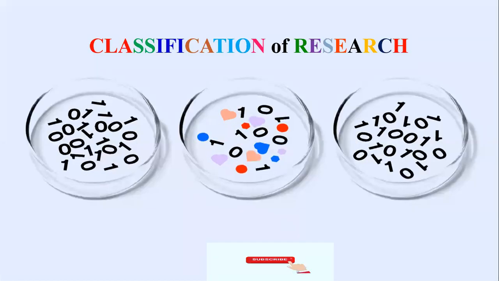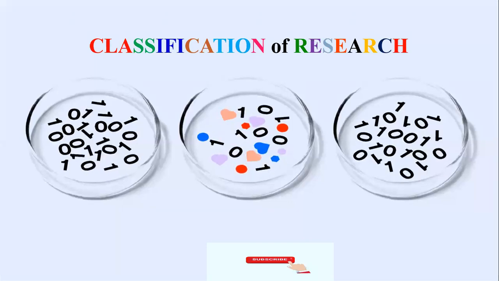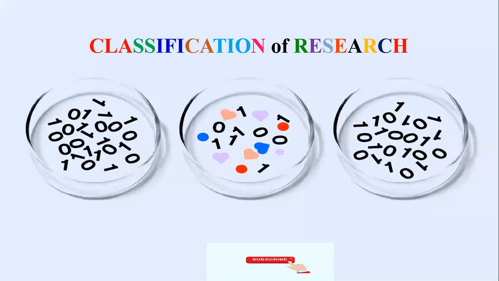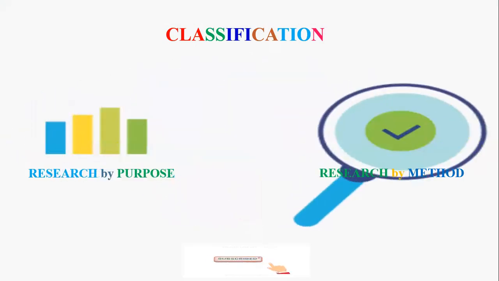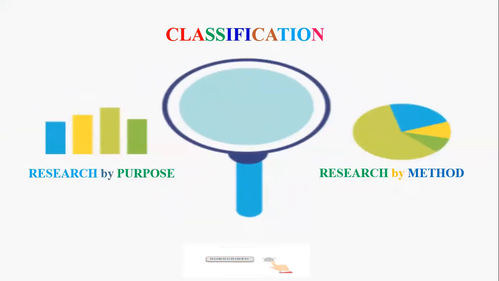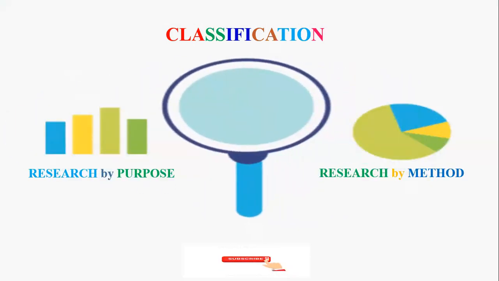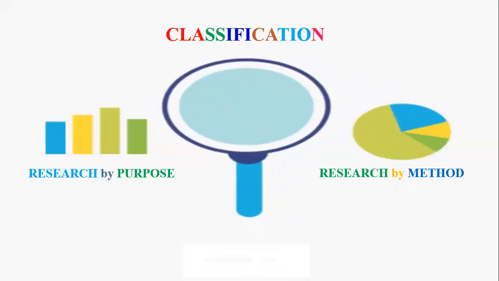Today we will start a lecture on the classification of research. In the previous lecture, I told you about what research is. Now I will proceed towards classification. So let's start our lecture. What is classification of research? How do we classify? We classify research on the basis of two things. The first one is research by purpose, and the second one is research by method. These are the major classifications, or types, or kinds of research.